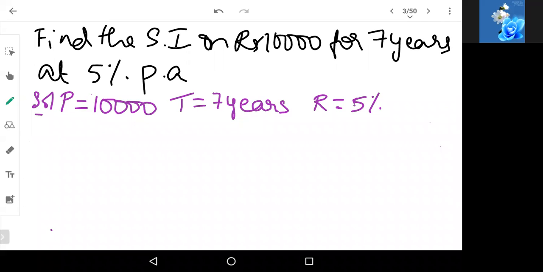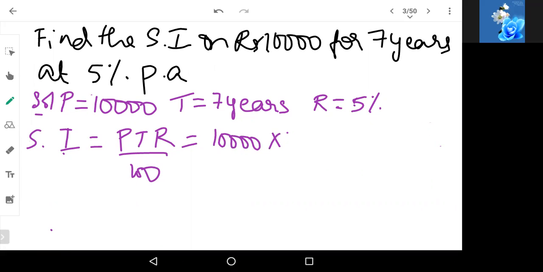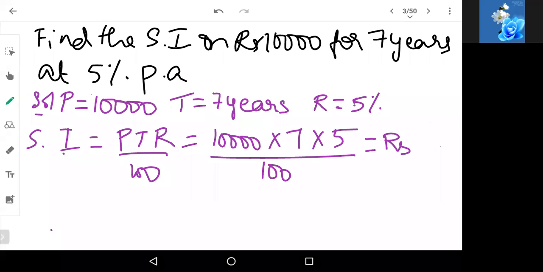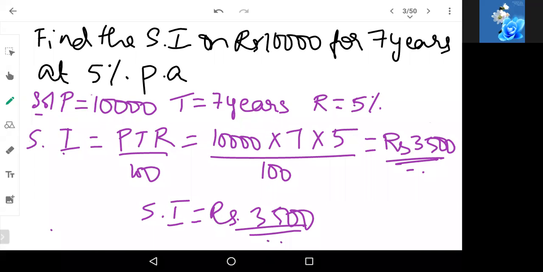So we have P, T, R, all the information given to us. Let us find out the simple interest. Now write the formula. Simple interest is equal to PTR by 100, which is 10,000 into time, 7 years, so write 7, into 5 percent, write it as 5. Don't write 5 by 100 here also, since we are going to divide everything by 100. If you do the calculation here, you will get the simple interest as 3,500 rupees. So simple interest is equal to rupees 3,500. Good, correct answers.